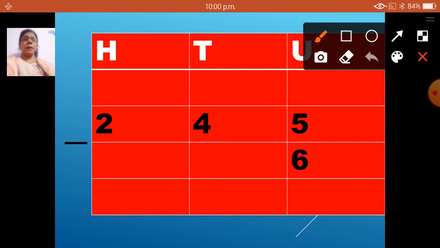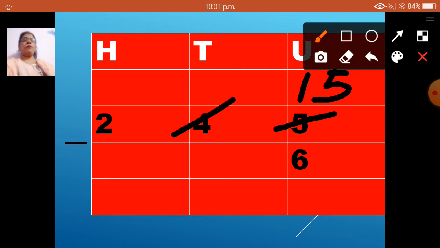So 5 minus 6. Now 5 is a smaller number and 6 is a bigger number. So what we will do? We will cut this 5 and we will make it as 15. So from where I got this 1 from? I borrowed from 4. That is in tens place. So if I borrow 1 from 4, 4 will become 3. So 15 minus 6 is 7, 8, 9, 10, 11, 12, 13, 14, 15. That means 9. So 15 minus 6 will be 9.